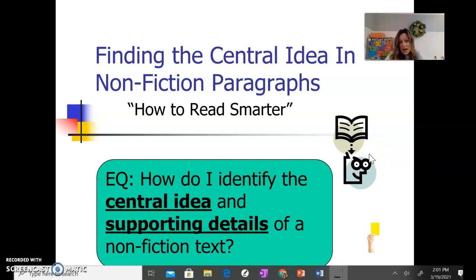We're actually going to be looking at how to find the central idea, not just in paragraphs in nonfiction, but also in entire pieces and entire articles. And basically how to read smarter, okay? Our essential question: how do I identify the central idea and supporting details of a nonfiction text? And remember, this is a stepping stone that's going to help us to be able to write a really good summary as well. So keep that in mind, we're just building on our skills here.